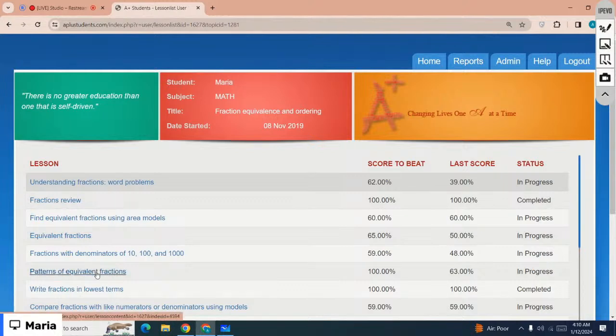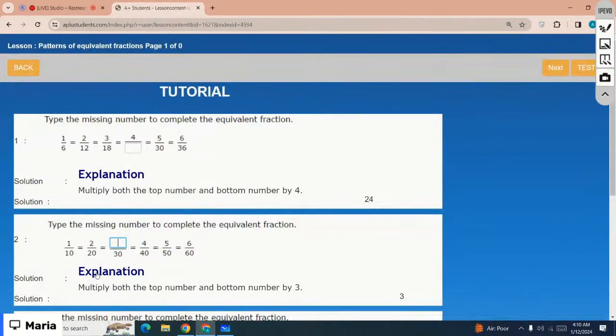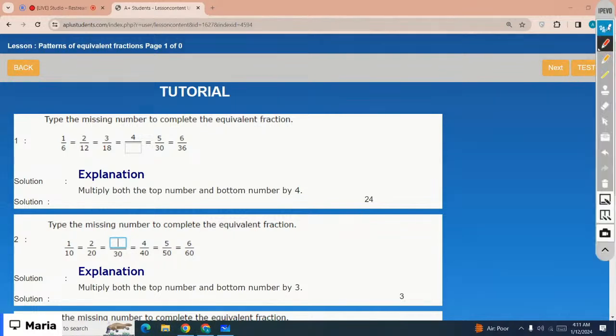So the next lesson is patterns of equivalent fractions. Let's see what the patterns are in equivalent fractions. Start with the first example. Type the missing number to complete the equivalent fraction. The first one is 1 over 6. Just understand the pattern. 1 times 2 is 2, 6 times 2 is 12. That means you multiplied this fraction by 2 to get 2 over 12.